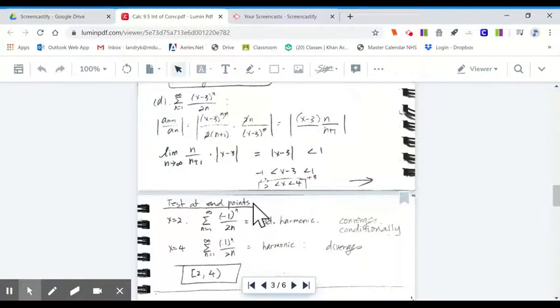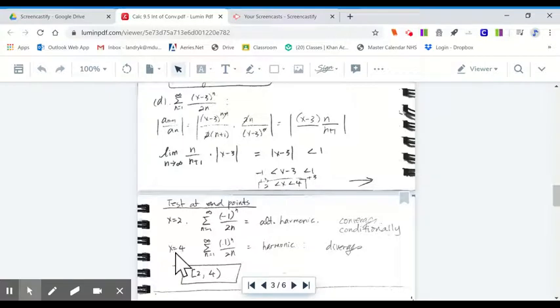So the final step is to test at the endpoints, what happens at the endpoints. And this one, at x equals 2, if you plug in x is equal to 2 into the series, you end up with negative 1 raised to the n over 2n, which is an alternating harmonic series, which converges conditionally.